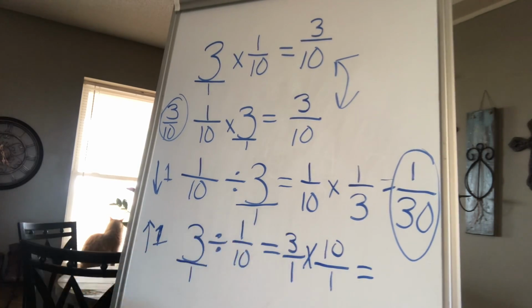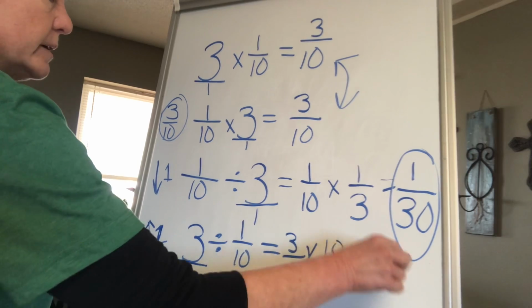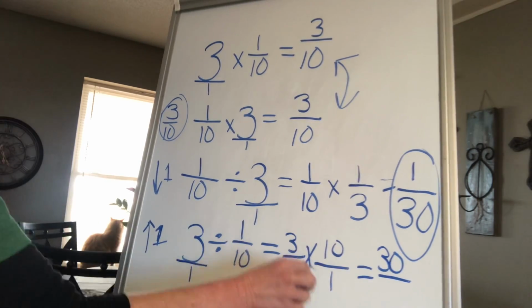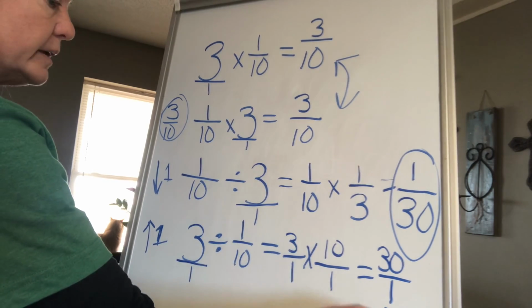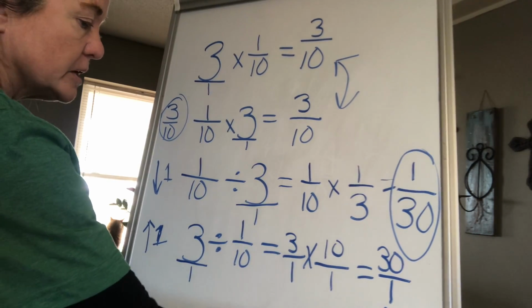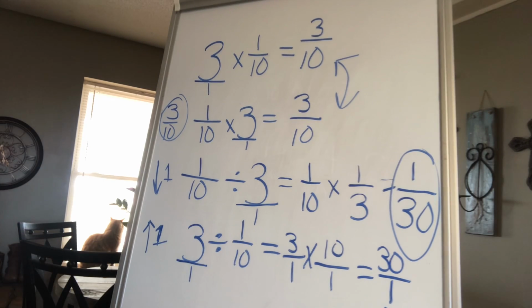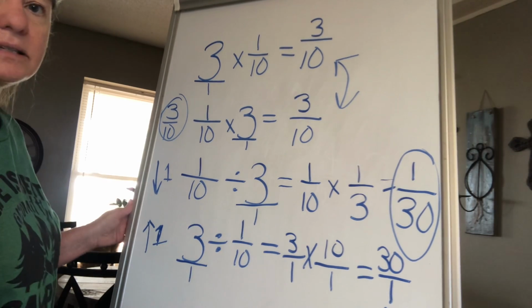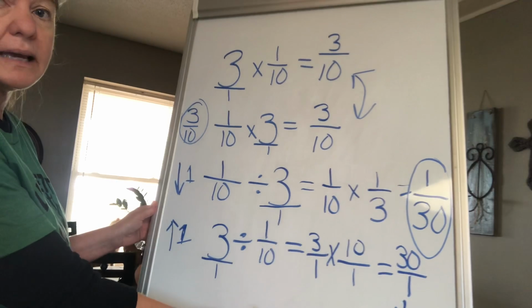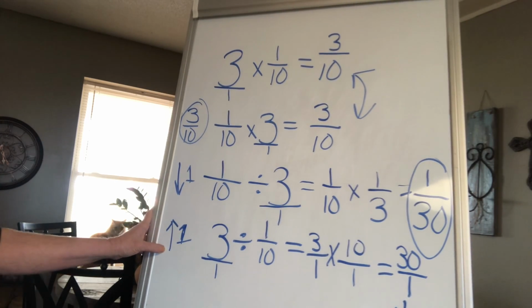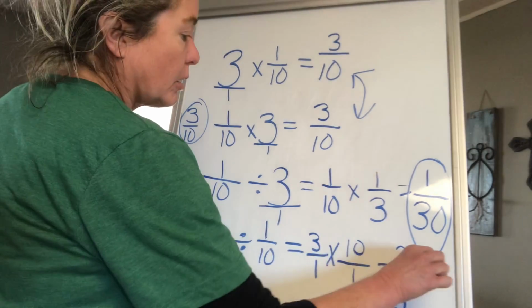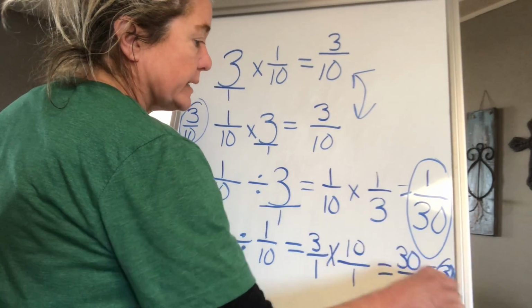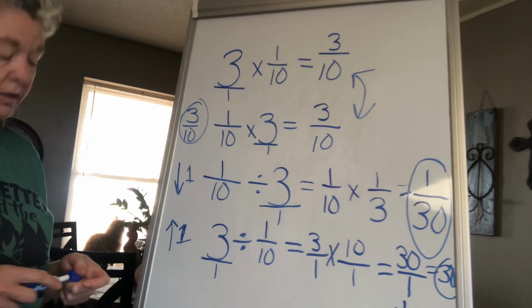So we would have 3 times 10 is 30. 1 times 1 is 1, and we know that any number over 1 is simply itself. So our final answer is 30, and that definitely fits into what we said. We said that it was going to be greater than 1. We said that it was going to be greater than 3, so our theory of our reasoning was correct. We came out with 30.